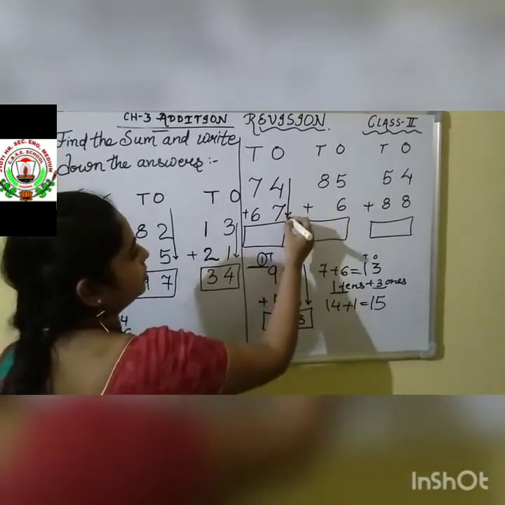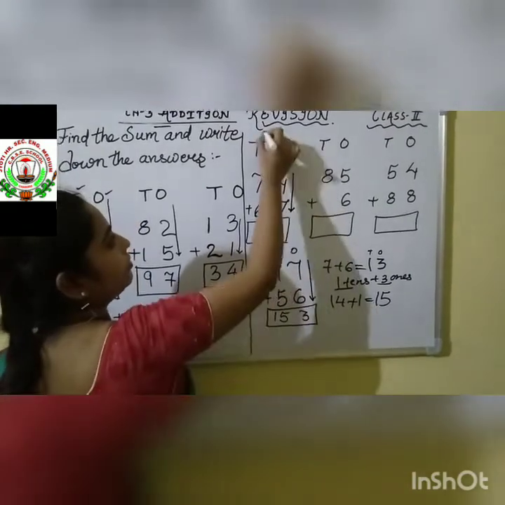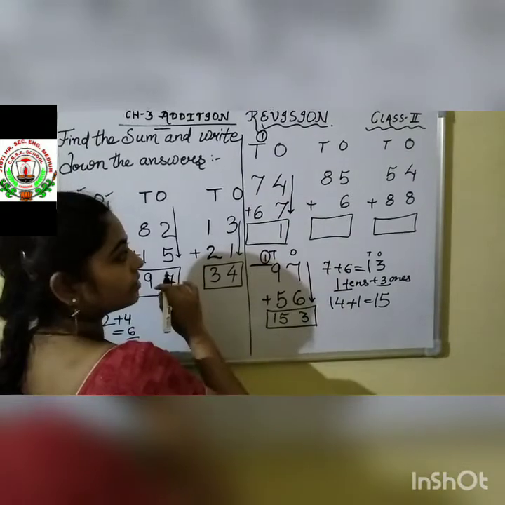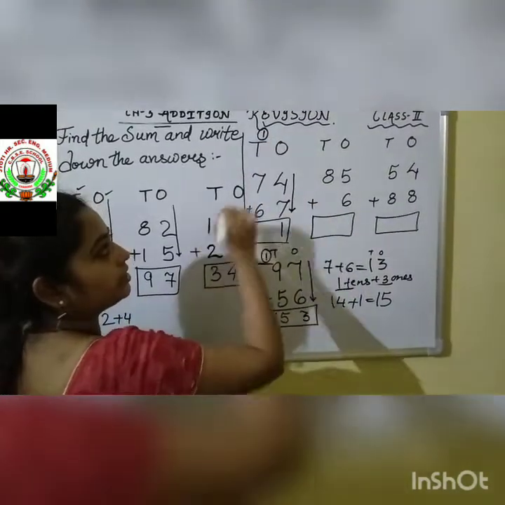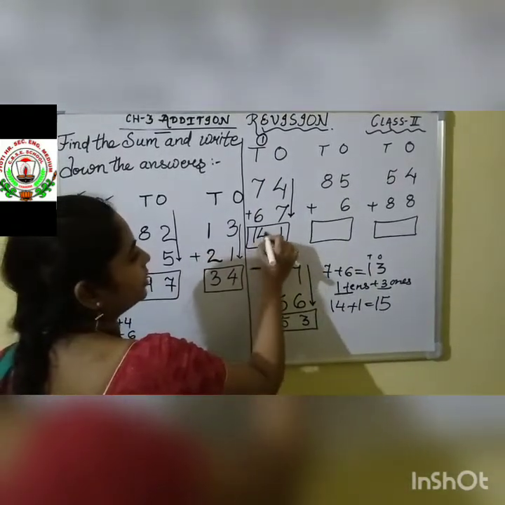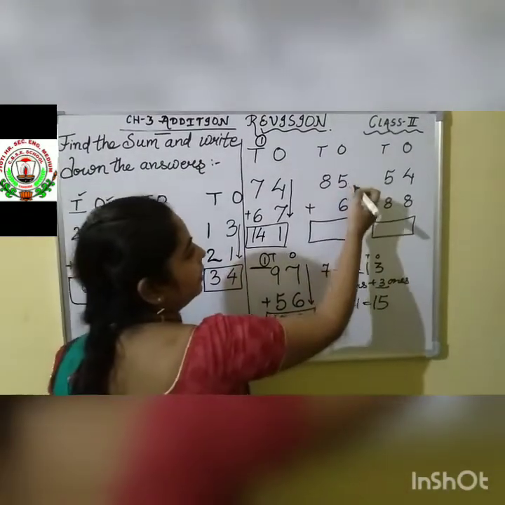4 plus 7. Yes, 11. 1 will be here and 1 will be carried over to the tens place. Then 7 plus 6. 13. 13, already 1 is there. 13 plus 1, children. 14. So we will write down 14 here under the tens column like this. Clear? Next question. 5 and 6.